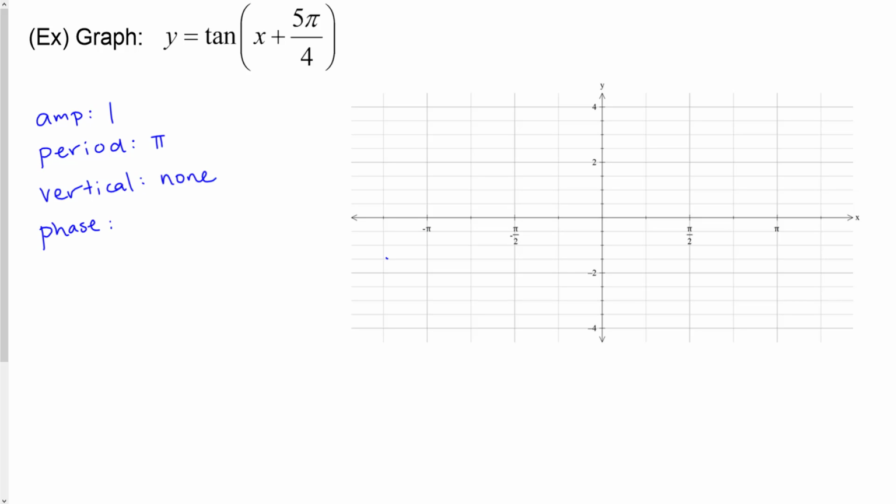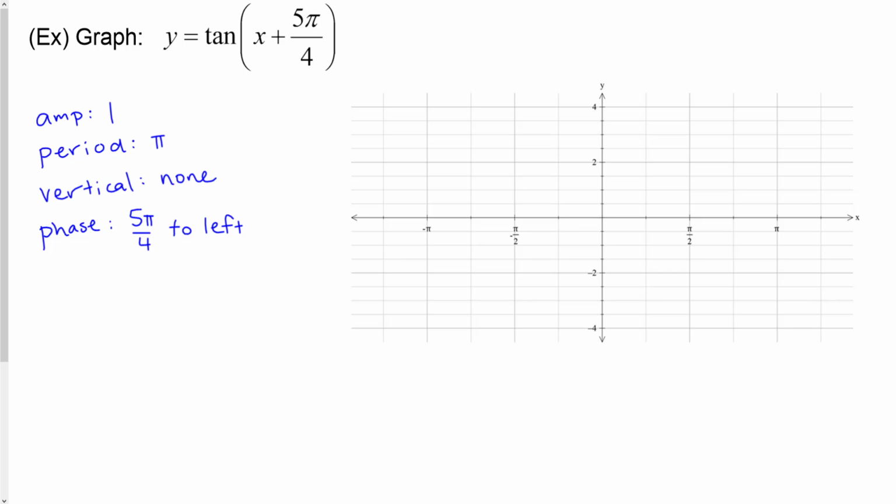The phase shift is my shift to the left or right, and in this case, the graph here is going from 0 to 5 pi over 4, but I'm going to be shifting to the left because it's a plus 5 pi over 4. You go in the opposite direction of that sign. Okay, so that's the only change that I have to worry about. How do I make that happen?